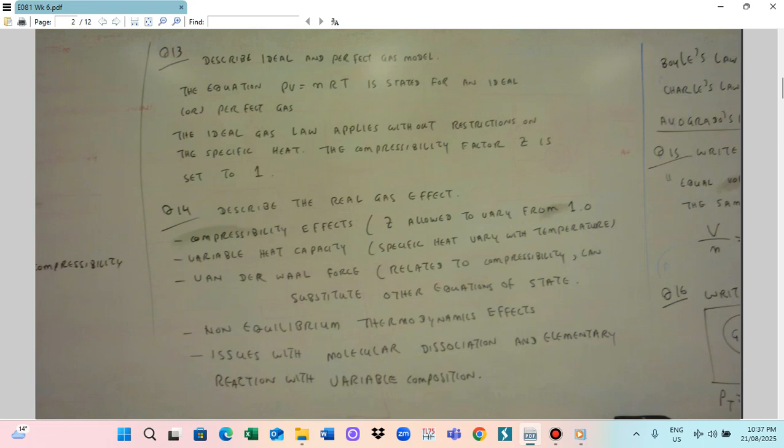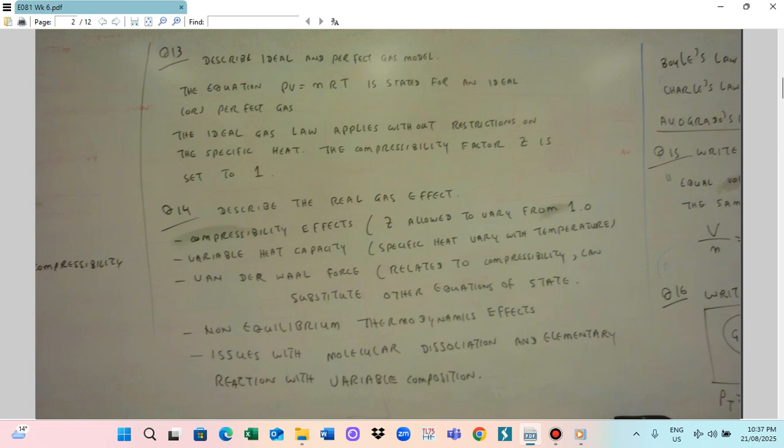For the definition of the real gas effect, there can be the compressibility effect. This means whether gas can be compressed. When you compress the gas, it must be compressed and the volume will be smaller. When you release the force, the gas will expand. So this compressibility factor Z is allowed to vary from 1 to 0. 1 means this is the original volume.